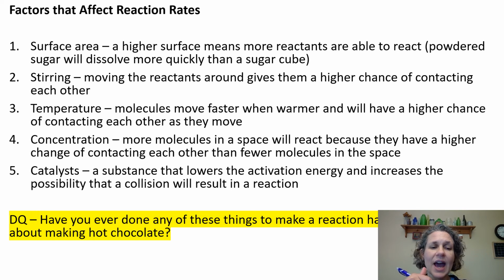And then the last one is a catalyst. A catalyst is a substance that lowers the activation energy. So that hill that we talked about on a slide a couple slides ago, if I can lower that hill somehow, basically create a shortcut, then I am increasing the possibility that a reaction or a collision will happen, that I'll have a reaction. And so catalysts are something you use all the time. Your body uses them all the time, but we'll talk about some other examples of those.